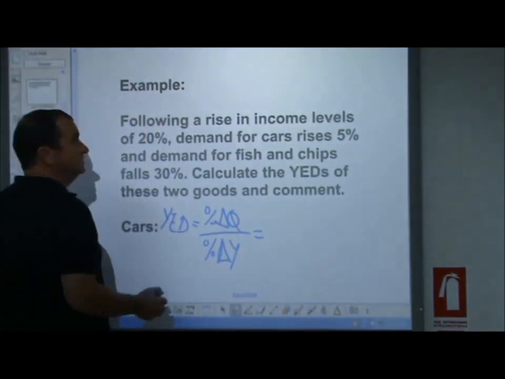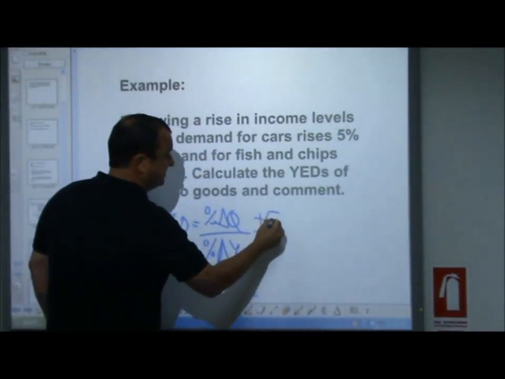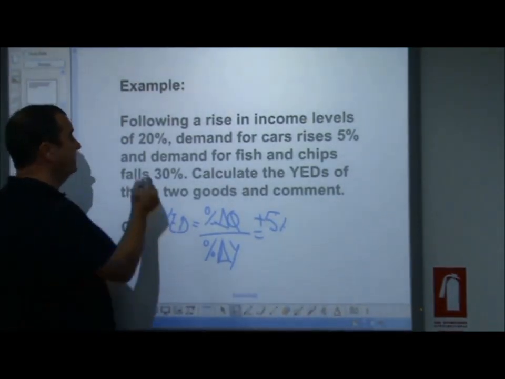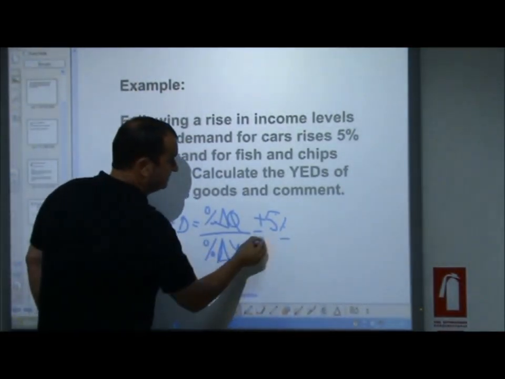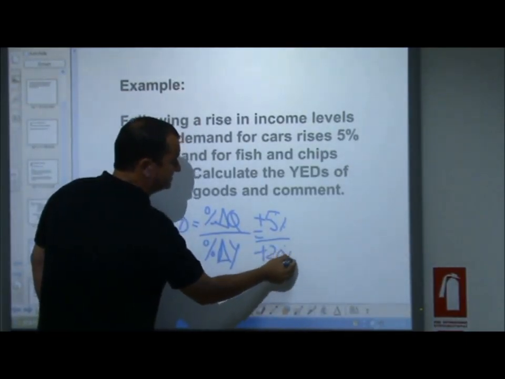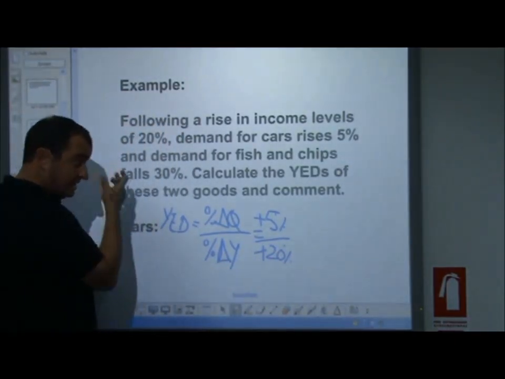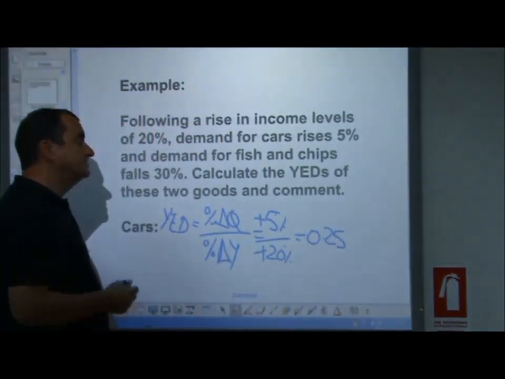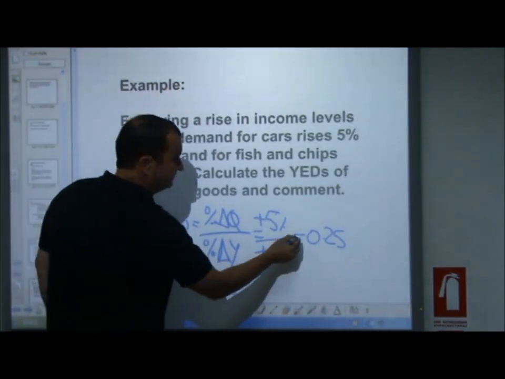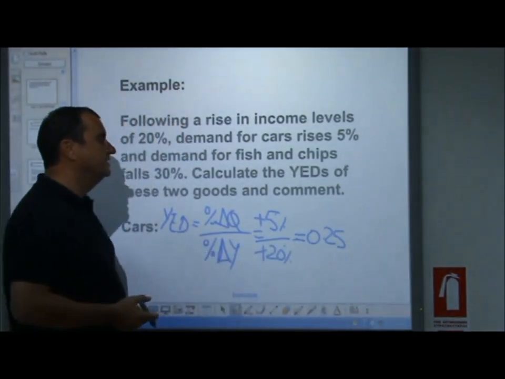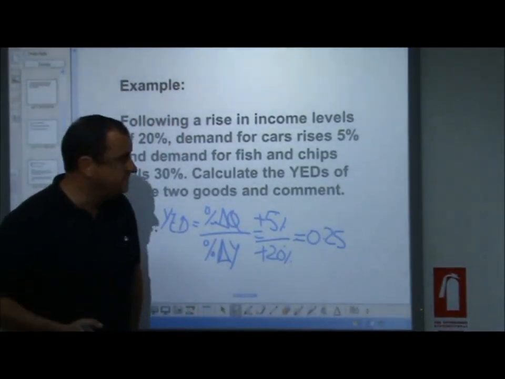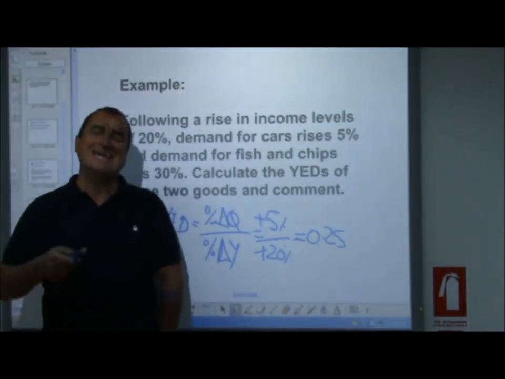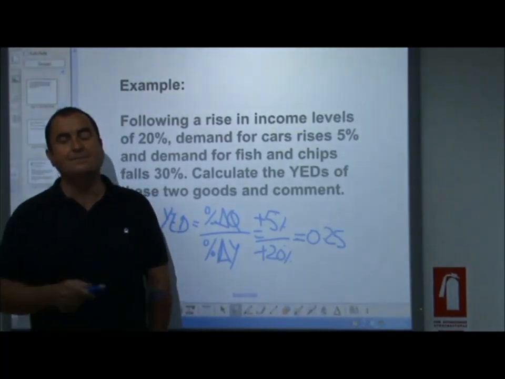Now the percent change in quantity is plus 5%. That's how much the demand for cars rose following a 20% rise in income, divided by plus 20% rise in income. And of course that comes out to 0.25. Well, the sign is positive. Plus divided by plus is positive. So it's a normal good. Plus I can see that it's below 1. So it's a normal good with income inelastic demand.